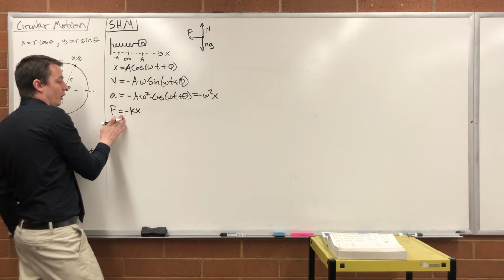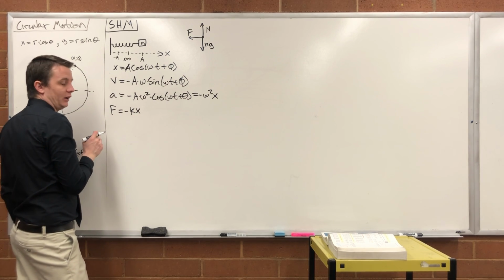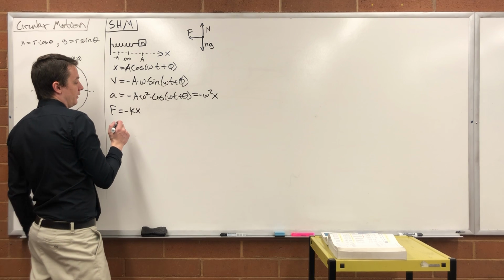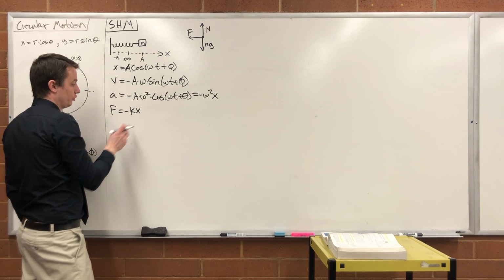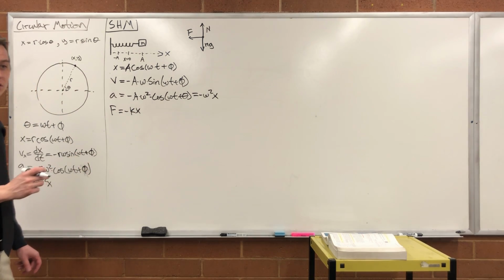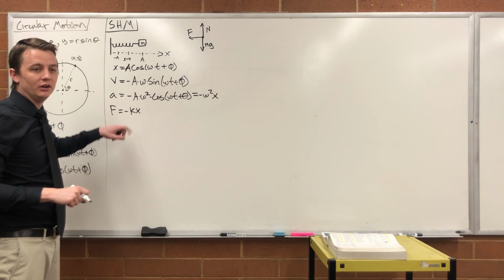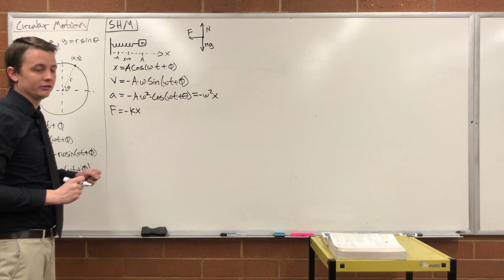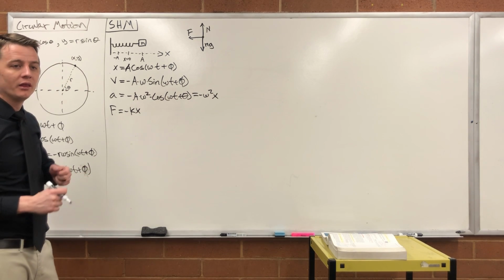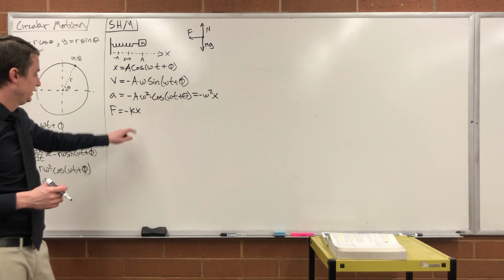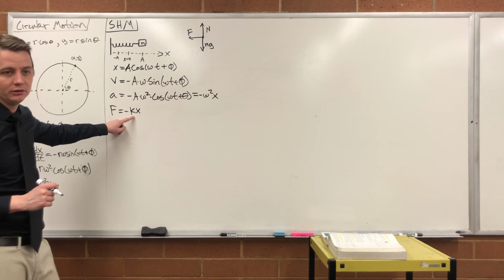So I know that your force is equal to negative some constant times x. What's that constant? Your spring constant. It depends on the spring. If it's a really flimsy spring, then your constant is a small number. If it's a really strong spring, then your constant is a big number, because it's a lot harder to pull. That constant just depends on your spring.